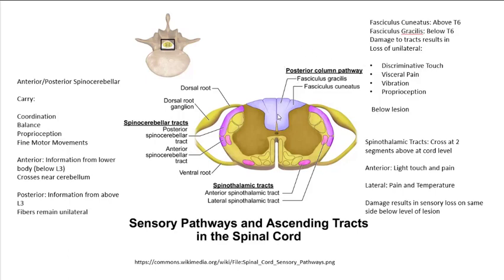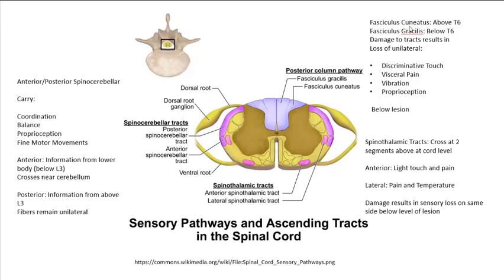So just to review a little bit of the anatomy of the spinal cord, this is a transverse section. We have the gray matter on the inside, the white matter on the outside. The white matter, remember, is myelinated, so it's faster than the gray matter, and that's where the tracts are. So the white matter is divided up into sections called funiculi. So we have the anterior funiculus, lateral funiculus, posterior funiculus. The dorsal column pathway or posterior column pathway, these tracts are located in the posterior funiculus.